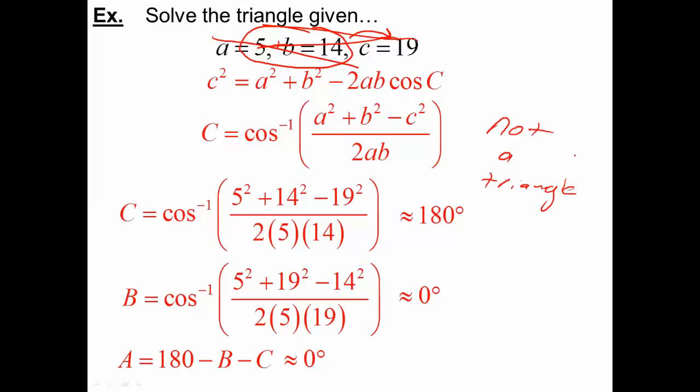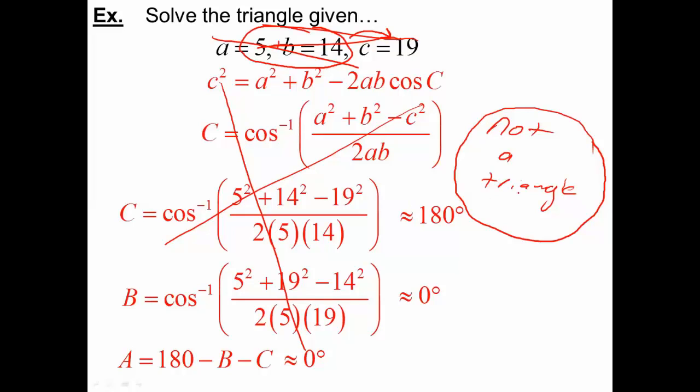Just like with side-side-angle, we had an ambiguous case. Side-side-side, technically, you could think of this one also as an ambiguous case. But there's only two options. It's either going to work or it's not. And what it comes down to is if you have two sides added together that are not bigger than the third side, then there's no reason why you should waste your time doing any of this because it's not a triangle.